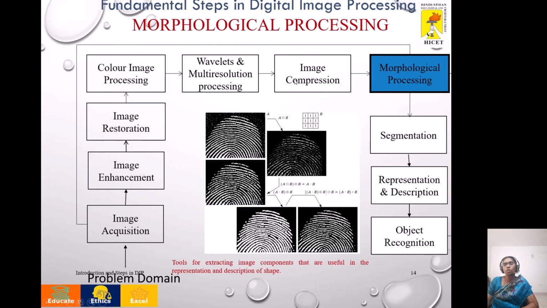The next step is morphological processing. Morphological processing is the processing which helps to analyze the image based on the morphological structure. Based on the shape of the image, if you are categorizing it or interpreting it, then morphological processing is involved. For example, fingerprint recognition varies from person to person, and the boundaries also differ.